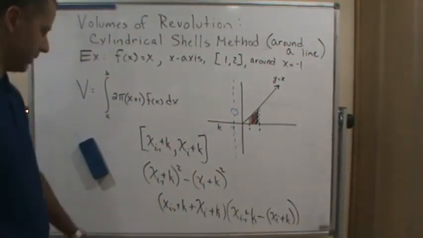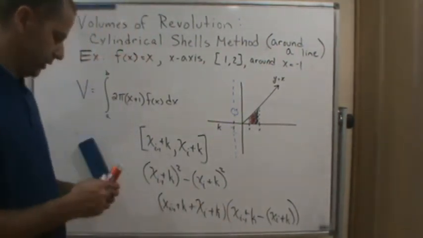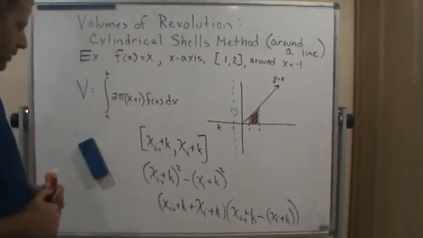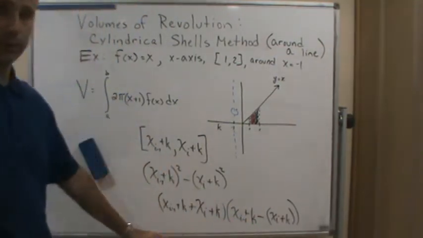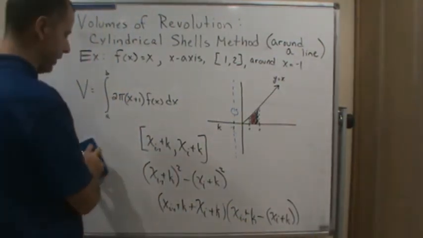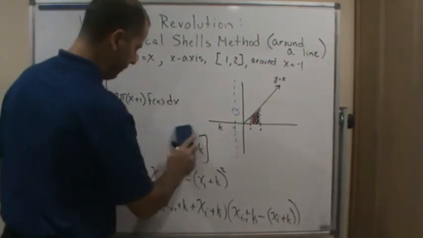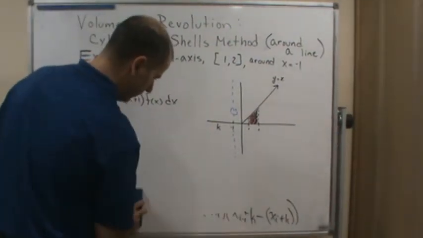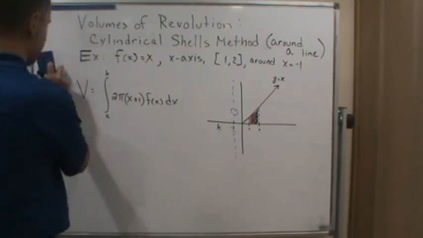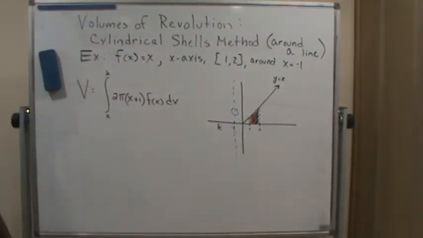Basically we get the special factoring for a difference of two squares, and then things start to simplify, and what we end up with is just adding k to our x value. So again, the setup is pretty much the same. Okay, so now let's finish this off.